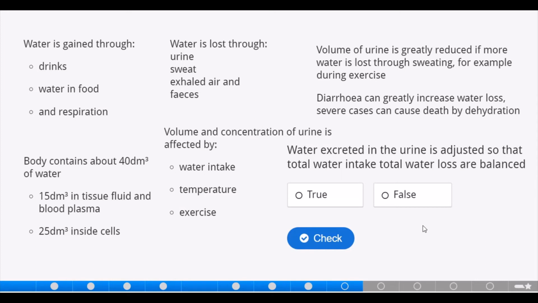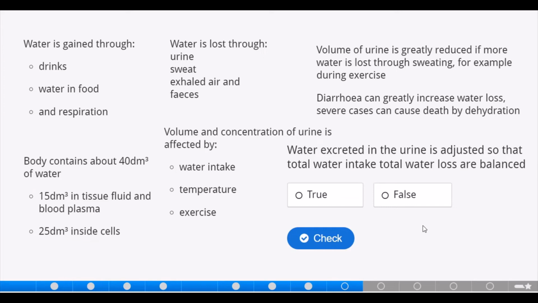Volume and concentration of urine is affected by water intake, temperature, and exercise. The volume of urine is greatly reduced if more water is lost through sweating. For example, during exercise, and diarrhea can greatly increase water loss. Severe cases can cause death by dehydration.